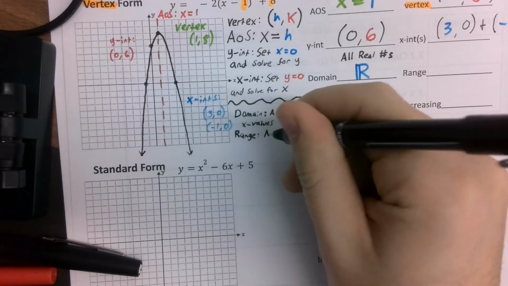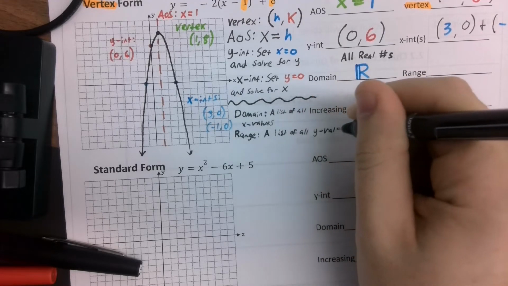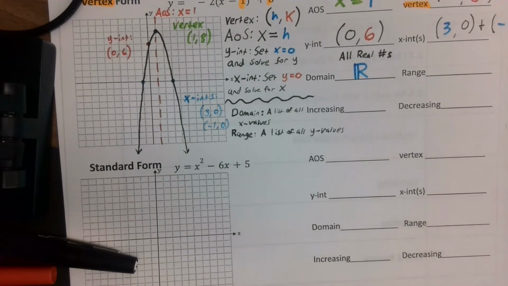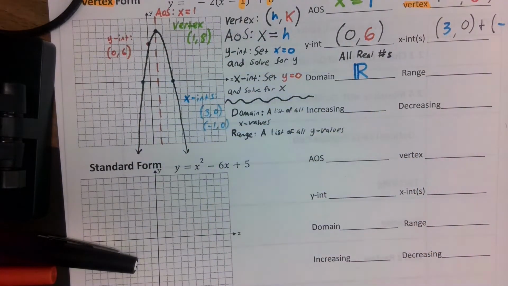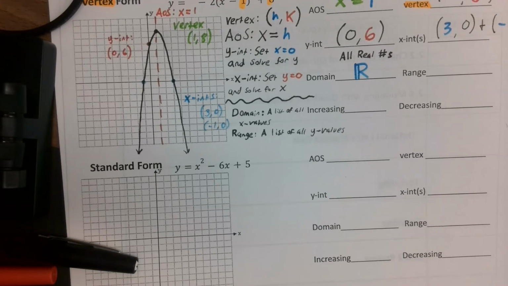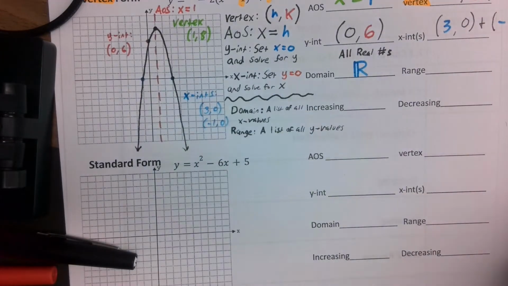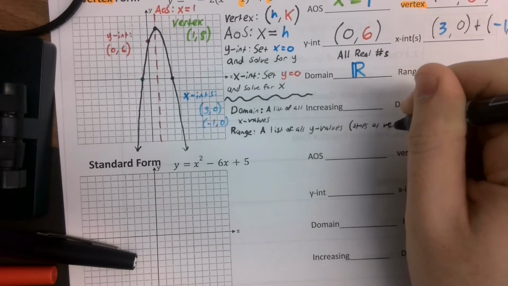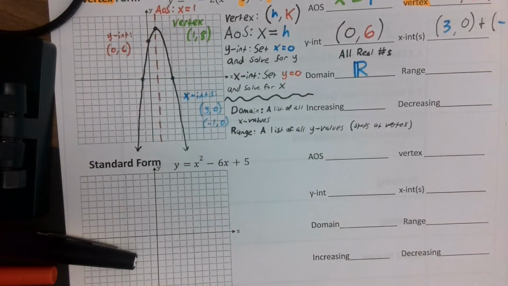The range, however, is a list of all y values. And we ask ourselves the same question. Does it ever stop going up or does it ever stop going down? Well, again, there's no lowest point because it goes down and down and down forever. But hang on a second. Does it ever stop going up? It seems like it does. Our range stops at the vertex. So our vertex is at the highest point here.